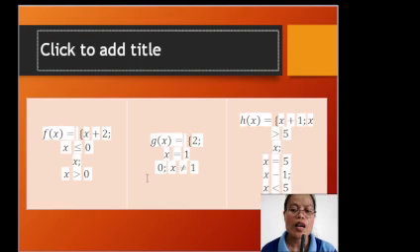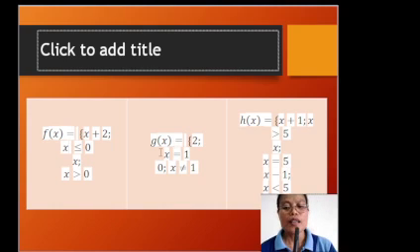Okay, these are the examples of a piecewise function. We have f of x is equal to x plus 2 if x is less than or equal to 0, and x if x is greater than 0. g of x is equal to 2 if x is equal to 1, and 0 if x is not equal to 1. And h of x is equal to x plus 1 if x is greater than 5, x if x is equal to 5, and x minus 1 if x is less than 5.